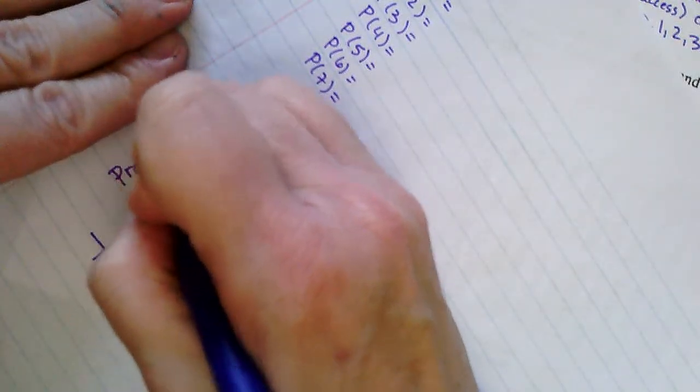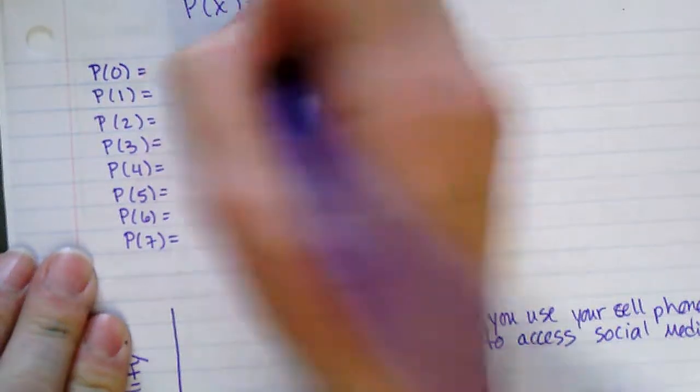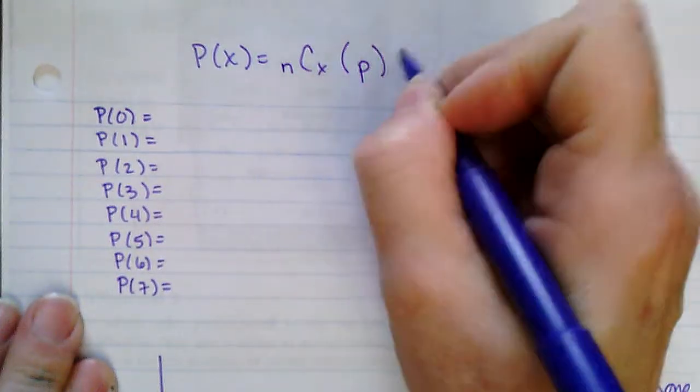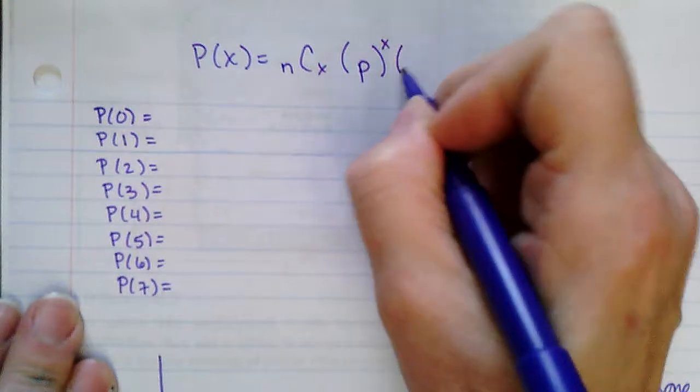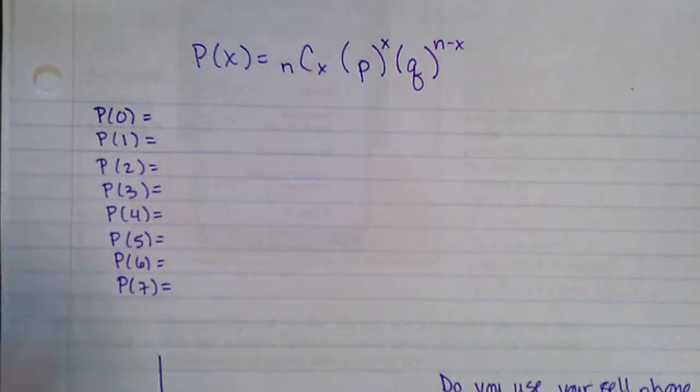We are going to have probability over here. And the way that we're going to get those probabilities is by figuring them out using binomial distribution. So remember that formula for binomial distribution. The probability of a specific number of successes is nCx times the probability of success to the number of successes times the probability of failure to the number of failures. So this is going to be quite a bit of figuring.